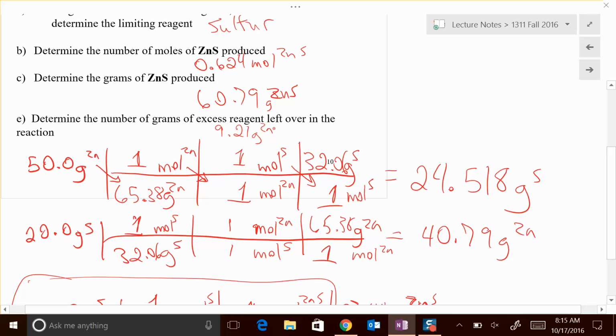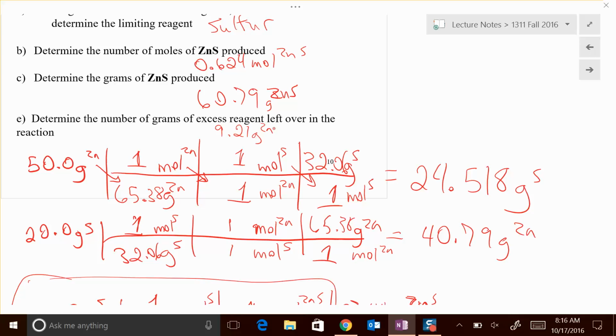9.21 grams of zinc. Okay? So the only way I could have answered that question is if I had determined how much zinc would be used in the reaction. So if I had done this one to determine my limiting, I would have had to do this one to determine how much zinc was actually used in the reaction.